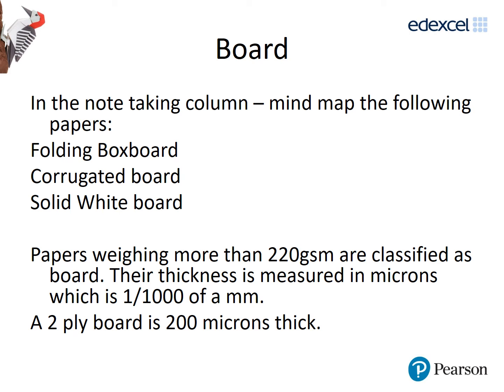As I said earlier, papers come in GSM, and any paper that weighs more than 220 GSM is then classified as a board. And then a board's thickness is measured in microns, which is basically 1,000th of a millimetre. So a 2-ply board would be 200 microns thick.